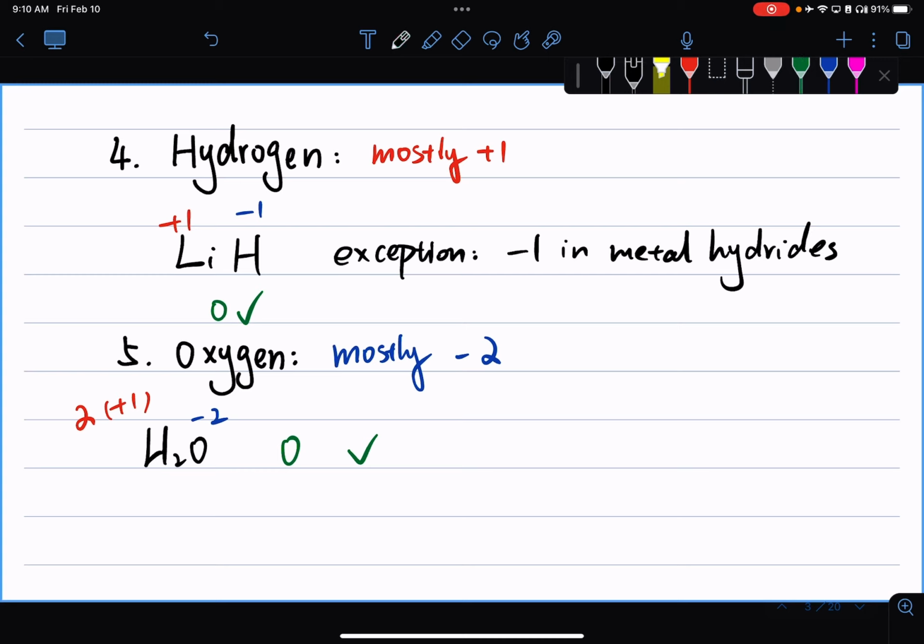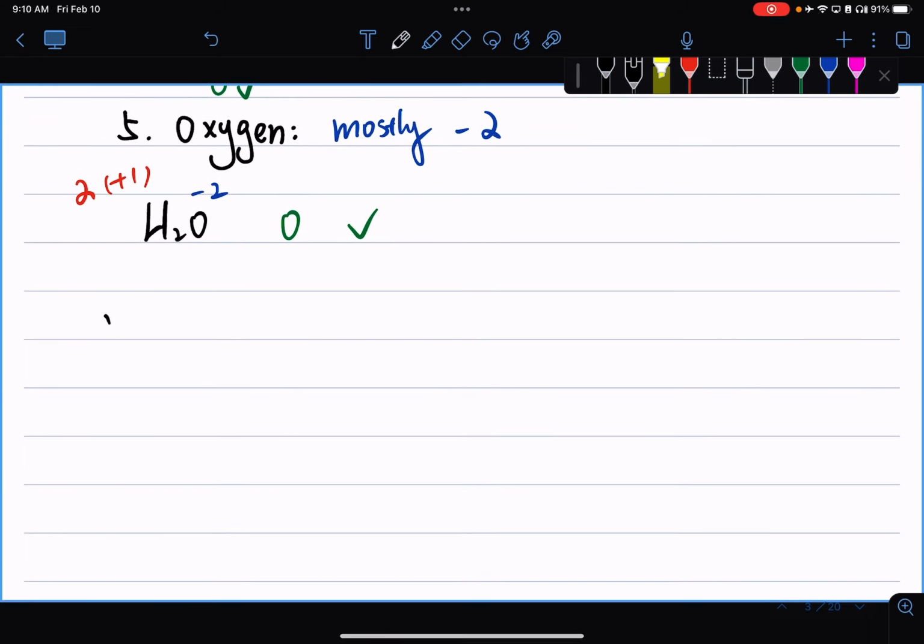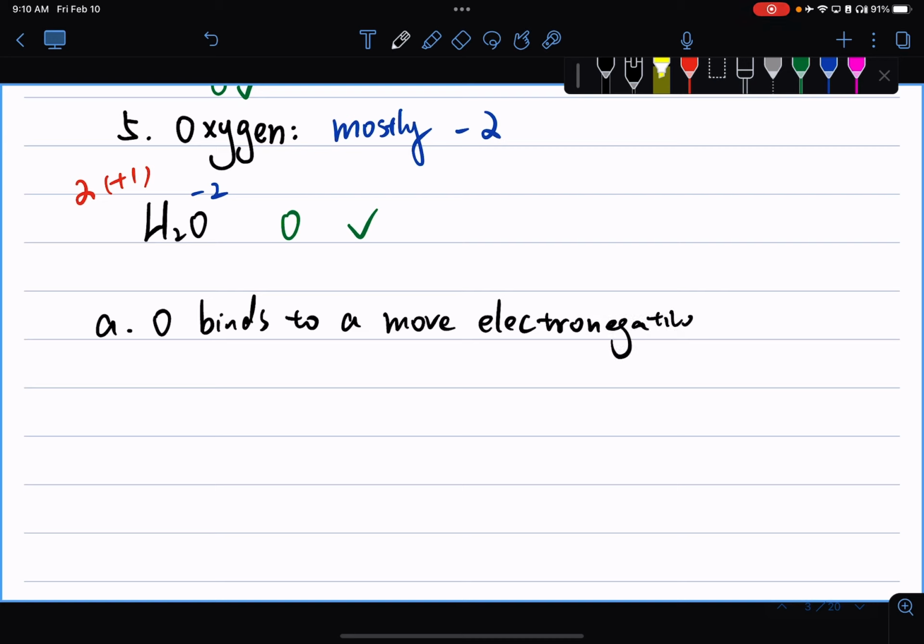There are some exceptions when you're assigning the oxidation number for oxygen. For example, when the oxygen binds to a more electronegative atom. In this case, we know that fluorine is more electronegative than oxygen. Then if we have a molecule of OF2, fluorine is always going to be -1, and there are 2 of them, so our oxygen must be +2.